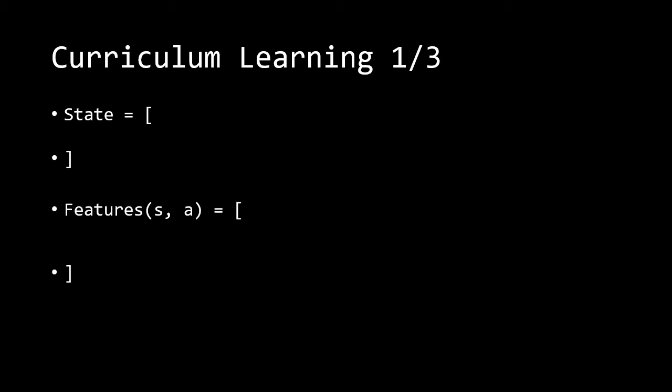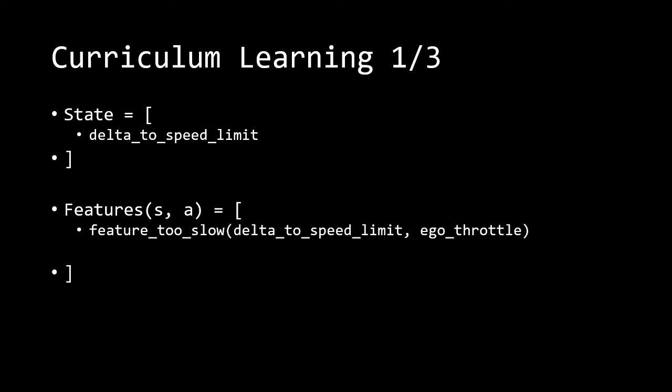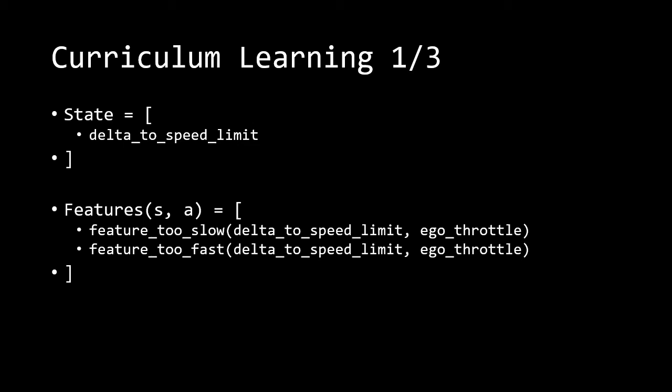So first one, we have a state which is delta to speed limit. And the feature will be, are we too slow compared to the speed limit and we are not accelerating, or are we accelerating when we are already too fast? These are the two features that we'll be selecting. And I want to penalize both of them because not moving when too slow and moving faster when too fast is not wanted. This is the first step.